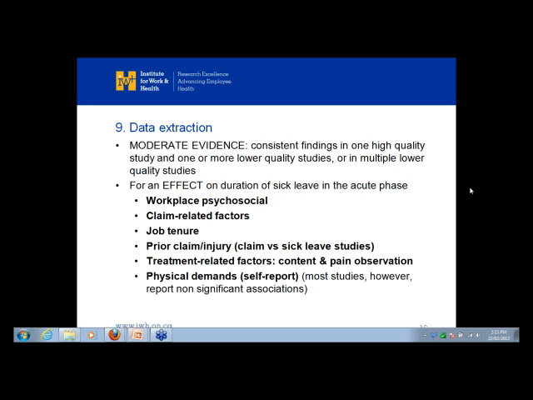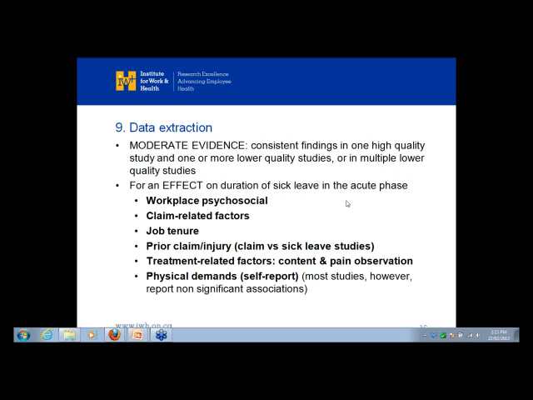So there was moderate evidence, so that means that there were consistent findings in 1 high-quality study and 1 or more lower quality studies, or in multiple lower quality studies, for an effect on duration of sick leave in the acute phase, of workplace psychosocial factors, of claim-related factors like time till adjudication, job tenure, prior claim or injury, and there seems to be a little bit of a dichotomy between claim or more North American-based studies and sick leave studies that are mostly from Europe.